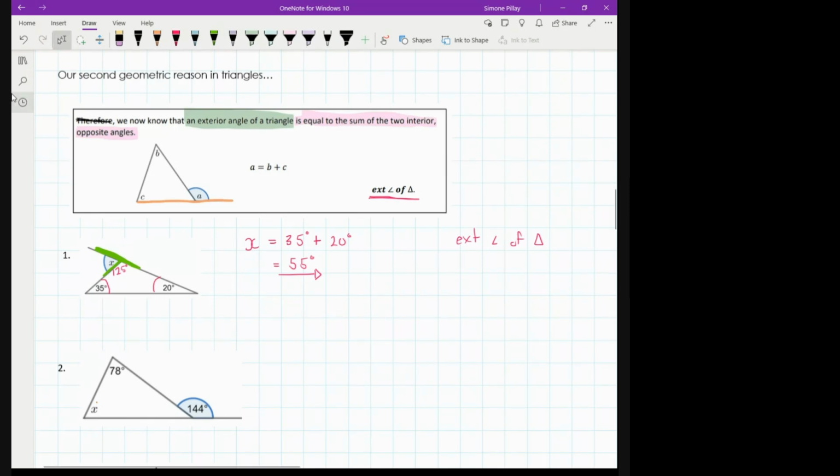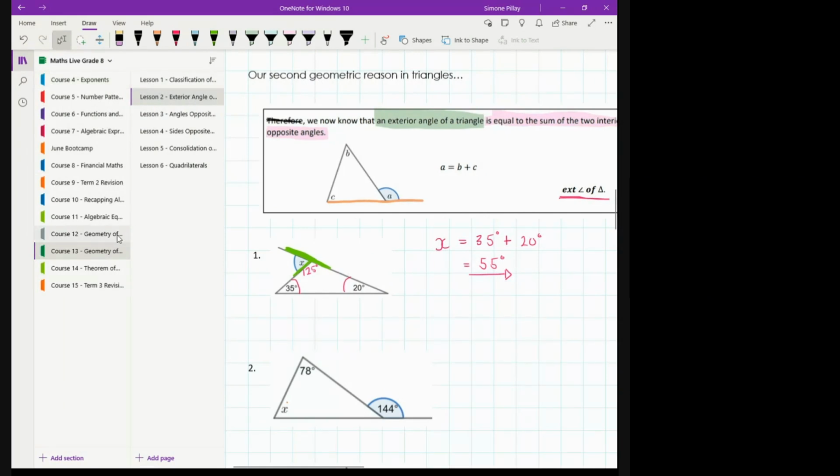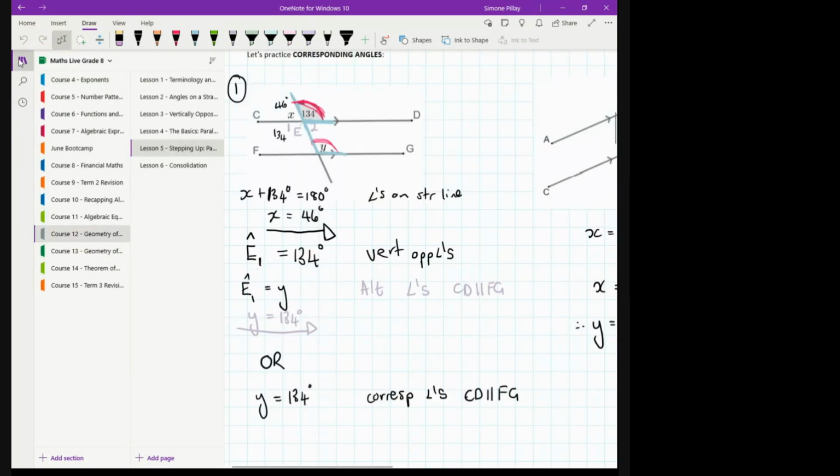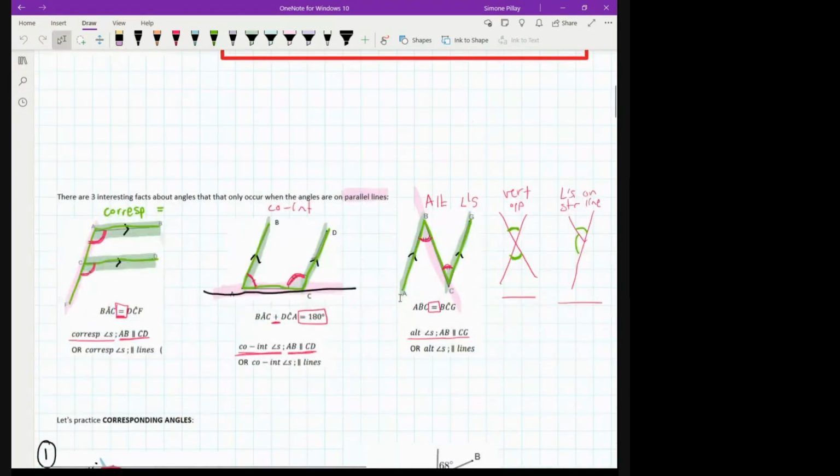So let me go back and refresh everybody's memory super quickly. Remember, this was our fun angles. We have the F, the U, and the N, and I've told you I learned it as funksy. So our F is corresponding angles. The U is co-interior angles. My N is alternate angles. My X is vertically opposite. And my Y is angles on a straight line.